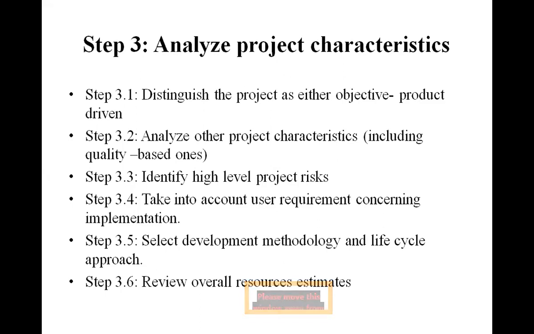safety critical aspects. Safety critical aspects means, for example, for a rocket launch, we send the rocket only at the perfect time, not before and not after. We have to send the rocket at the exact time only, not before the starting time and not after it. That is one example of analyzing other project characteristics.